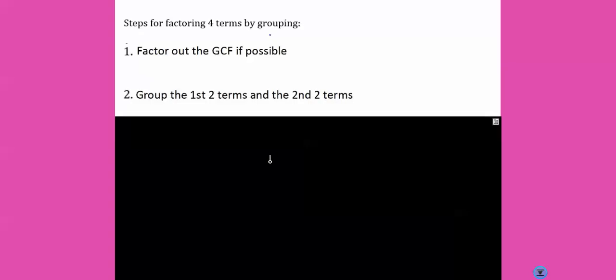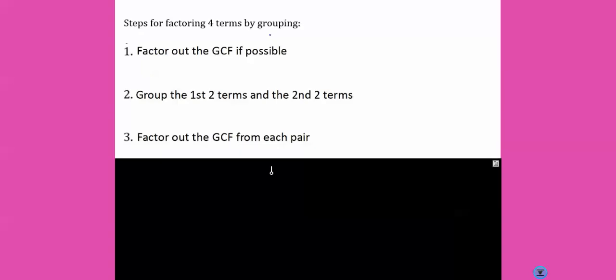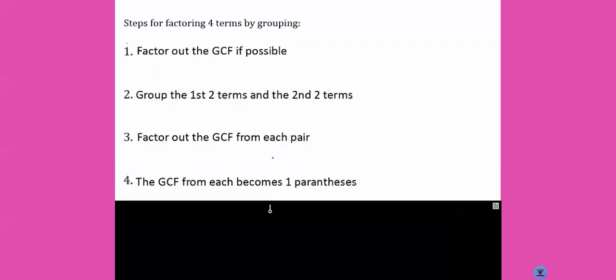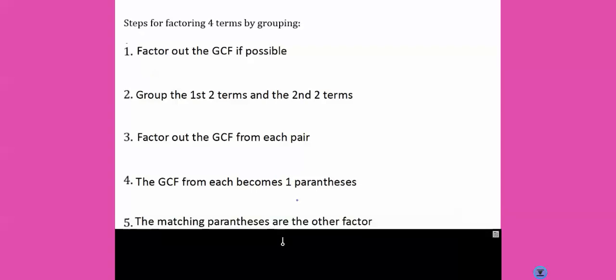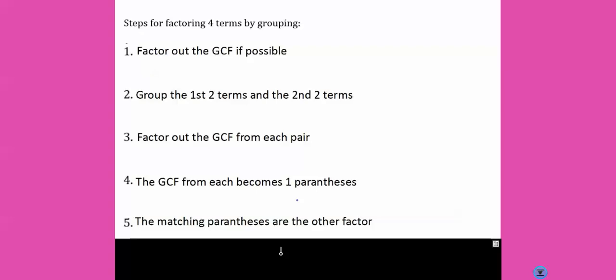Then, we're going to group the first two terms and the second two terms. We're going to do this by putting them in parentheses. Then we're going to factor out the GCF from each pair. The GCF from each becomes one of the parentheses that we have as our factors, and the matching parentheses are the other factor.